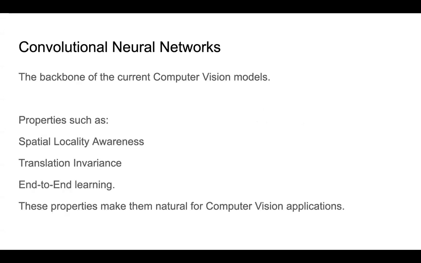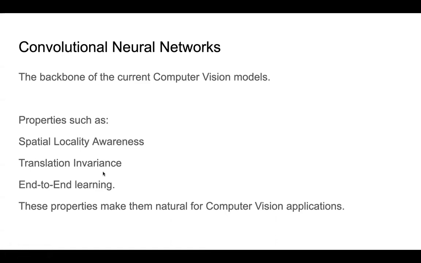So moving on, I think we all know what convolutional neural networks are. They're the backbone of current day computer vision models, and there are some properties that make them very suitable for use in computer vision. Properties such as spatial locality awareness, where it just sees the pixels in the vicinity of each other and processes pixels in the vicinity. These are some properties that make it very natural to computer vision applications.